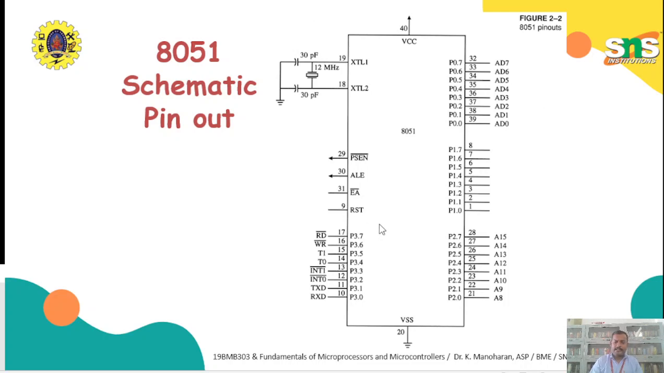And other control signals like reset, this is pin number 9. External enable, which is used to select external memory or internal memory, this is pin number 31. This is the address latch enable. Program store enable, this is pin number 29. And the crystal, this is an oscillator for the clock pulses. Pins number 18 and 19 will be connected with the crystal and these capacitors. The capacitors are used for clipping the sine waveform, and that will be given as a clock pulse for the circuits.